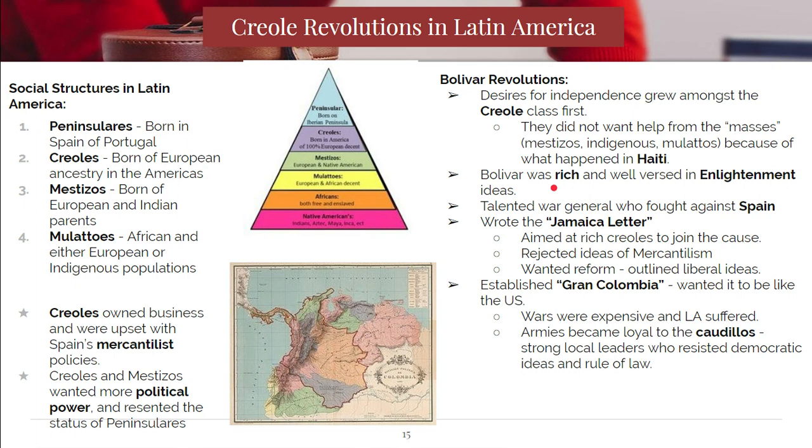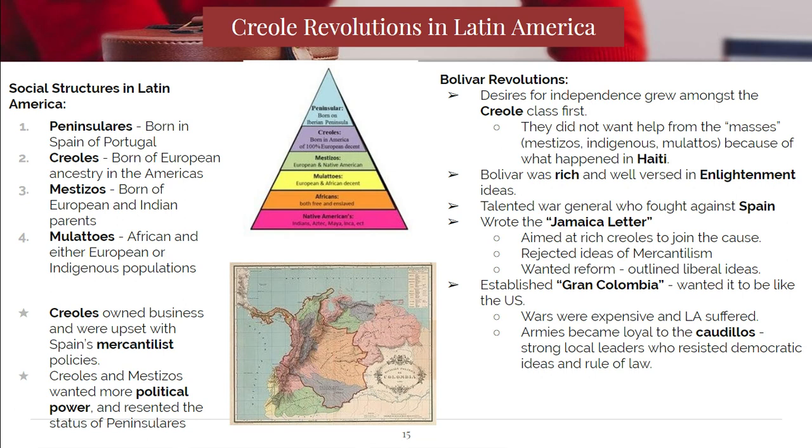He is looking to motivate the other Creoles first, right? They're primarily initially looking for reform of what's the Spanish Empire in the New World, right? Not necessarily independence, but eventually it does translate to a desire for independence.